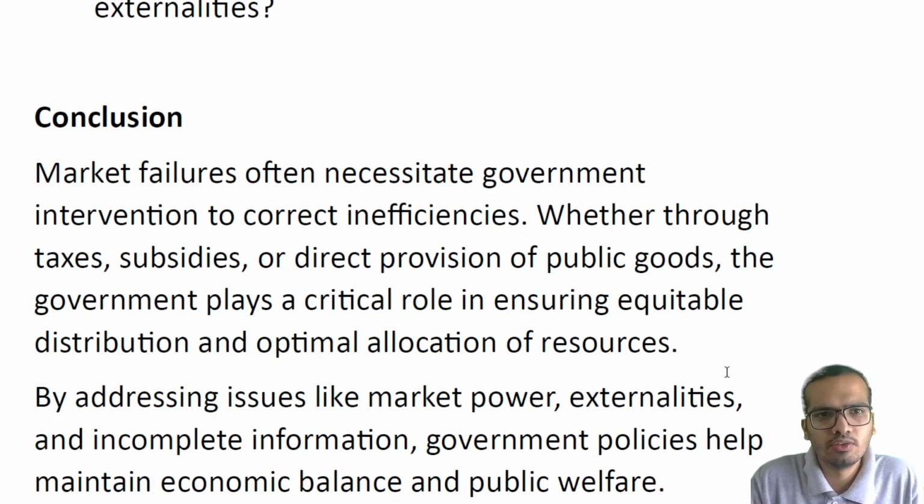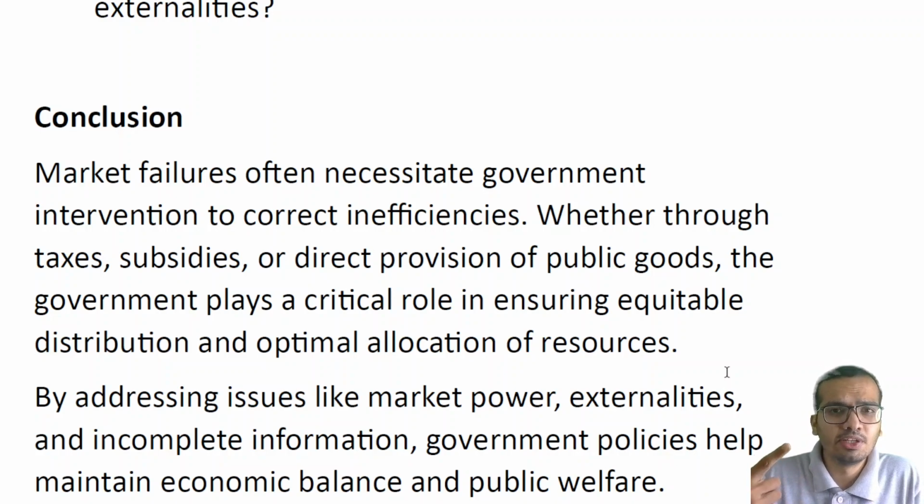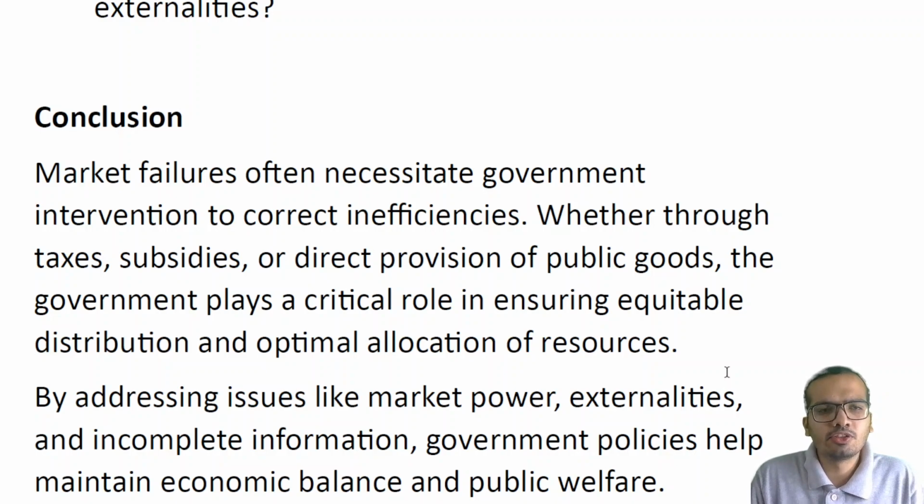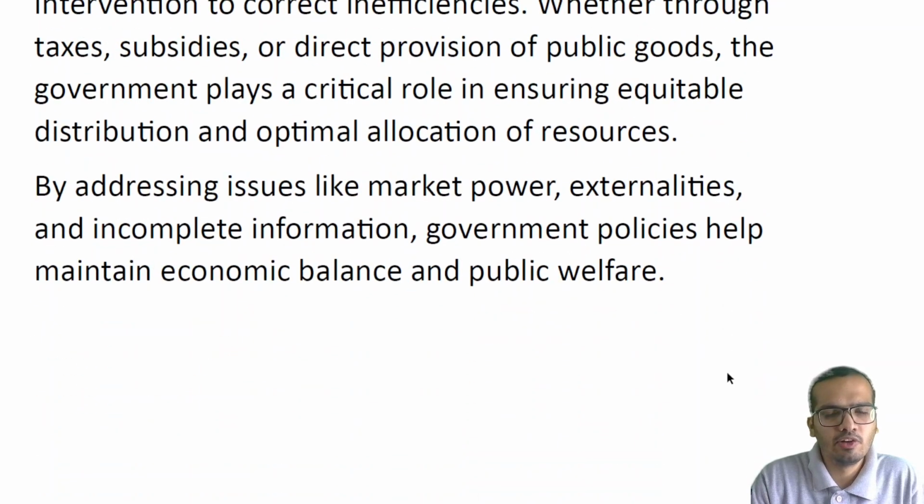Then comes the conclusion of this chapter. Market failures often necessitate government intervention to correct inefficiencies. Whether through taxes, subsidies, or direct provision of goods, the government plays a critical role in ensuring equitable distribution and optimal allocation of resources. By addressing issues like market power, externalities, and incomplete information, government policies help to maintain economic balance and public welfare. So that's it for this short and quick video.